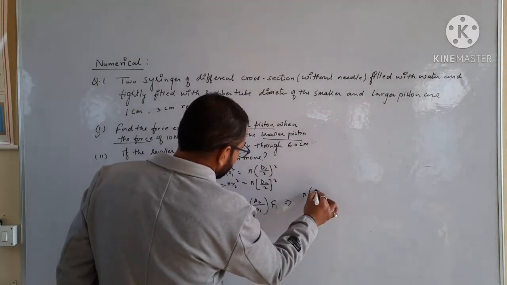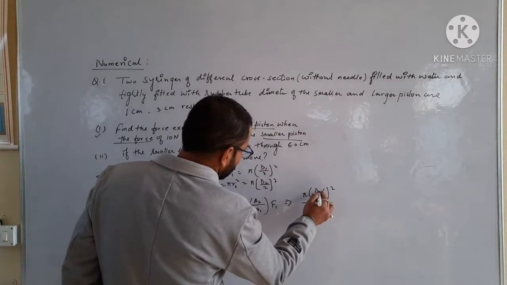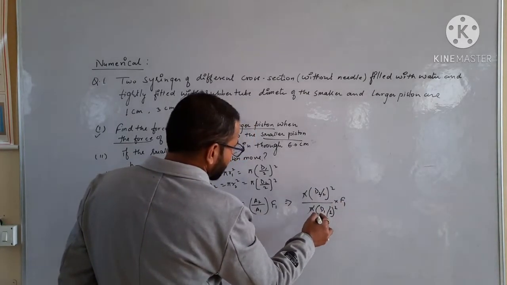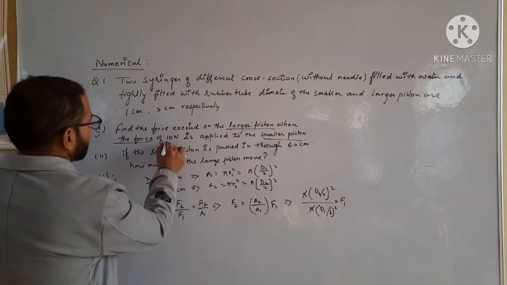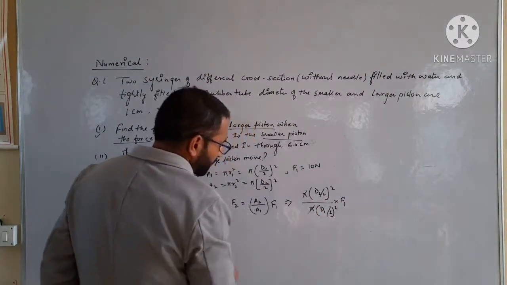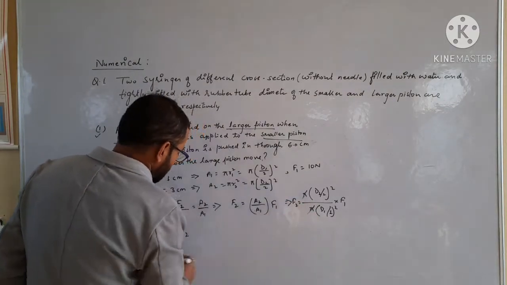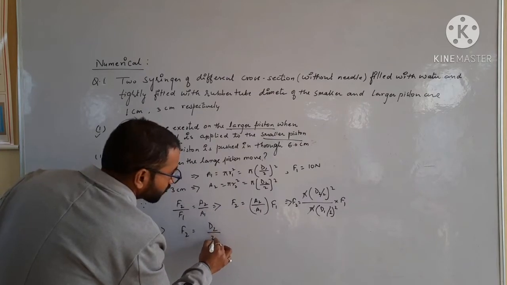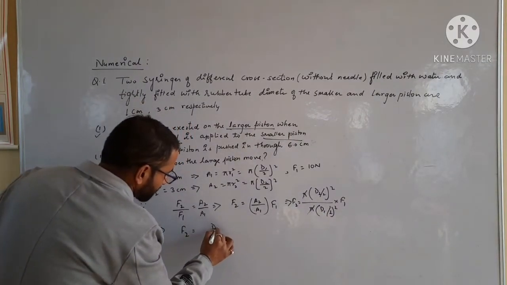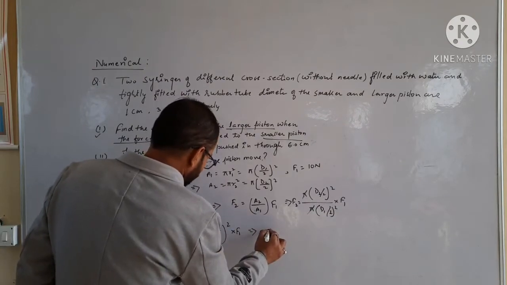So we can write pi (d2 upon 2) whole squared over pi (d1 upon 2) whole squared, times F1. Pi and pi cancel, and we are given that the force is 10 Newton, so F1 is equal to 10 Newton. After this our calculation for F2 will be: the 2 and 2 cancel, so I can write F2 is equal to (d2 by d1) whole squared times F1.